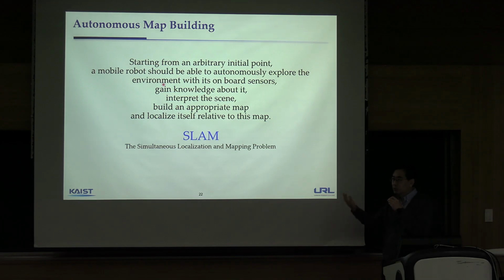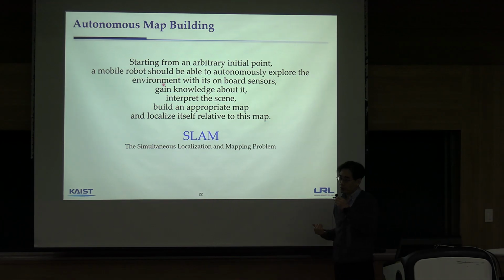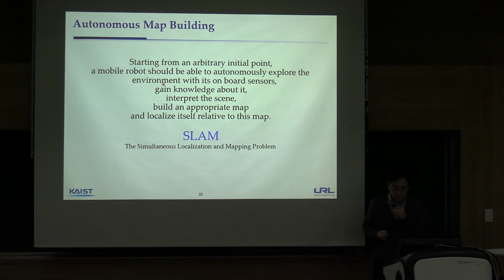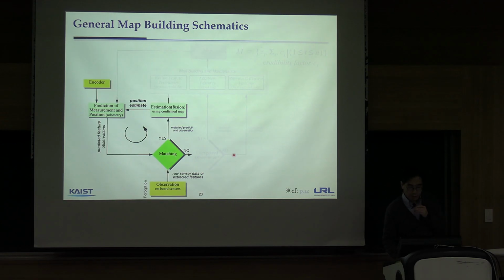But we want to build a map autonomously also. How to build a map autonomously? So this is the SLAM problem. Starting from an arbitrary initial point, the mobile robot should be able to autonomously explore the environment with its onboard sensors, build the appropriate map, and localize itself relative to this map. So this is the SLAM problem, as I already mentioned in the previous slide.